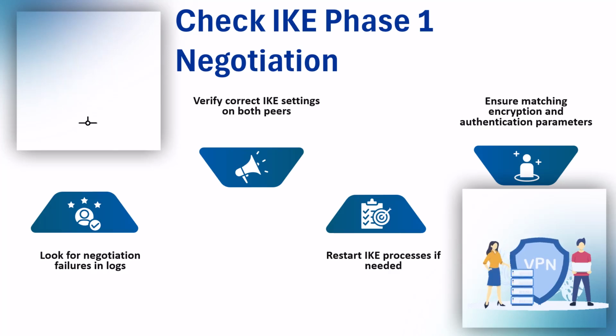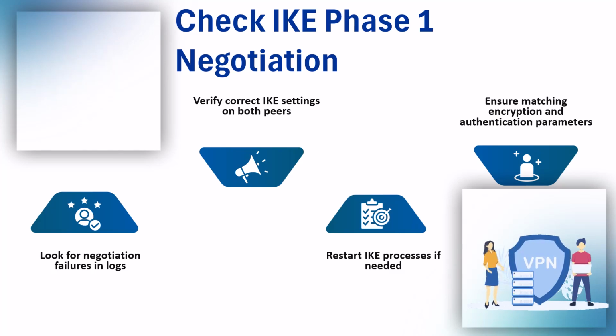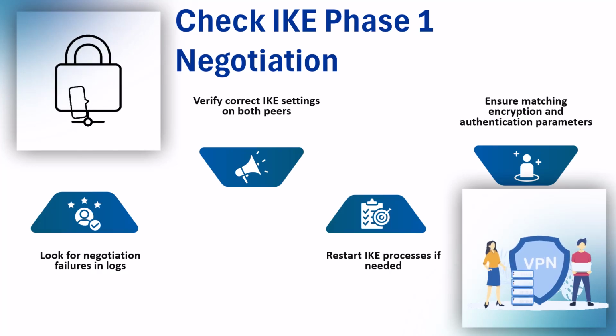Now, let's talk about IKE Phase 1, the handshake that starts everything. If your settings don't match, it's like two people talking different languages. Check encryption and authentication parameters across both devices. If logs show negotiation failures, take a deep breath and dig into them. And when all else fails, a good old restart might be just what the doctor ordered. IPSec is picky, but we'll outsmart it.